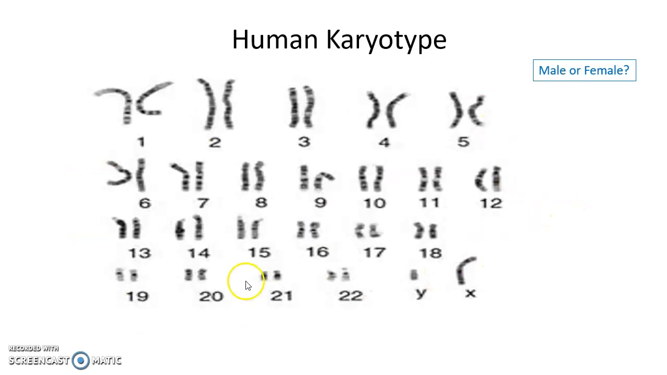Here is a karyotype, which is a way to view the chromosomes of someone. So if you look at this karyotype, we have 23 pairs, 46 chromosomes, and this person happens to be male because they have one Y and one X.